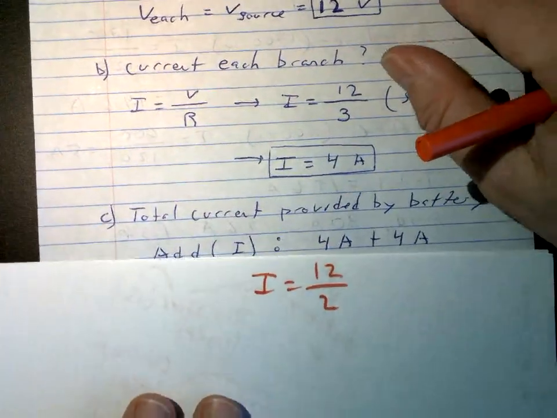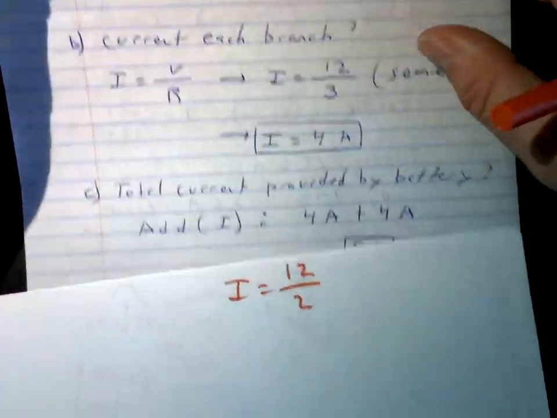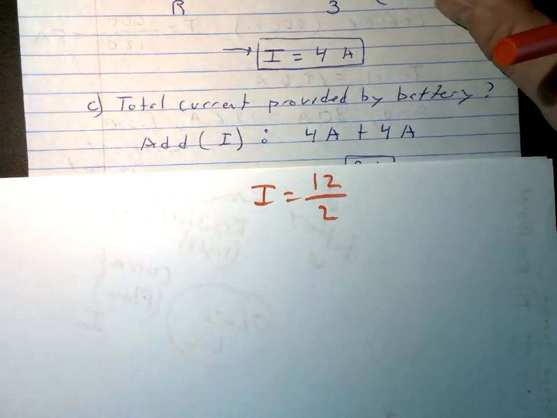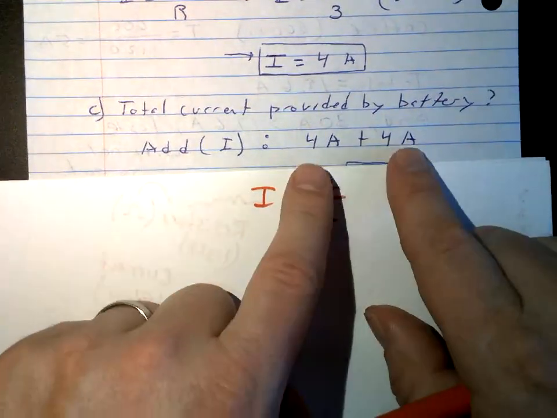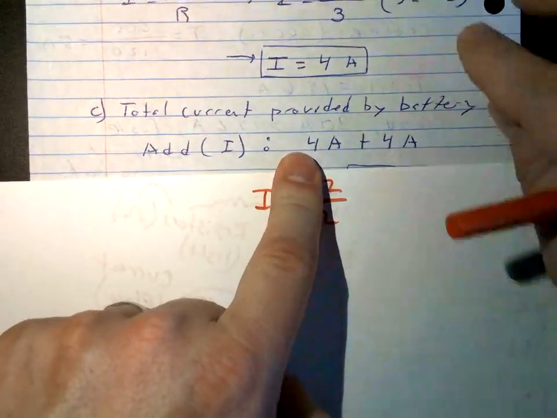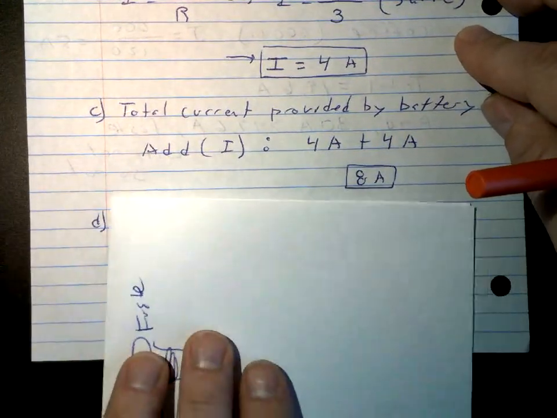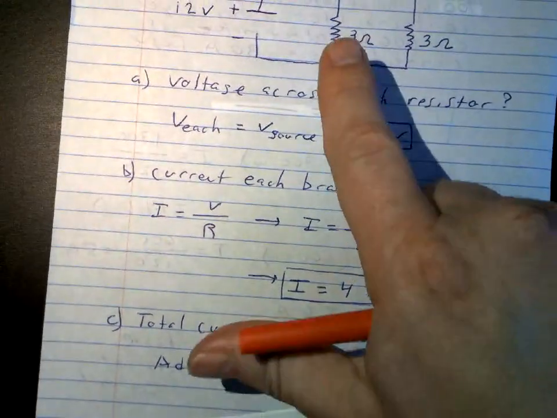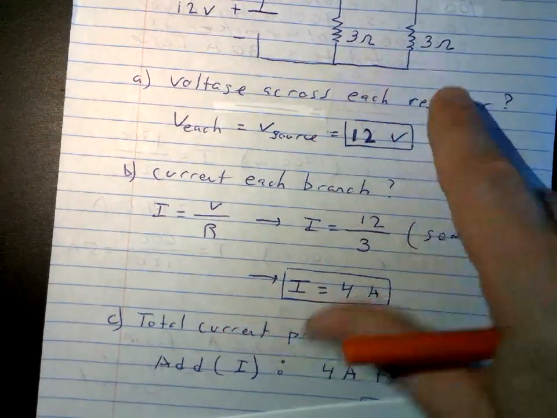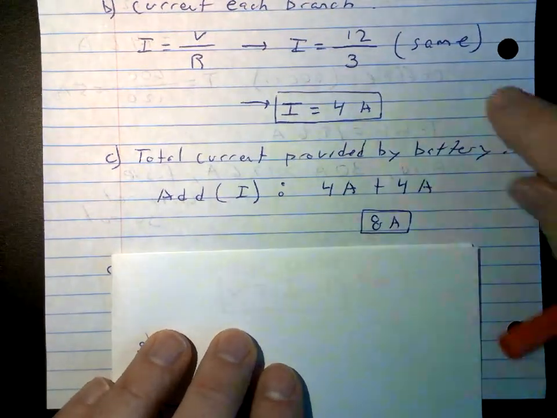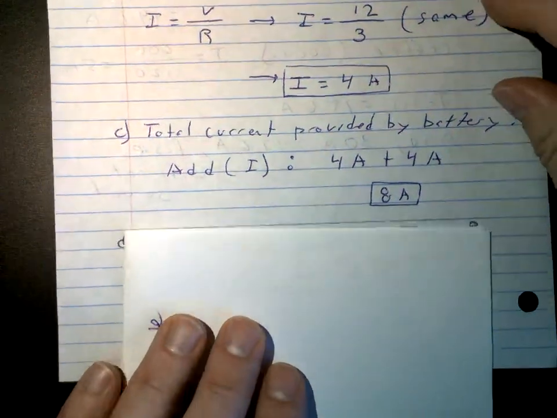Okay. So now, what's the total current provided by the battery? Well, if you take both resistors, you add 4 plus 4, you're going to get 8 amps, right? Because you're going to take this plus this, which gives you 8 amps. Okay, so that's the current that you're using. That's the I.